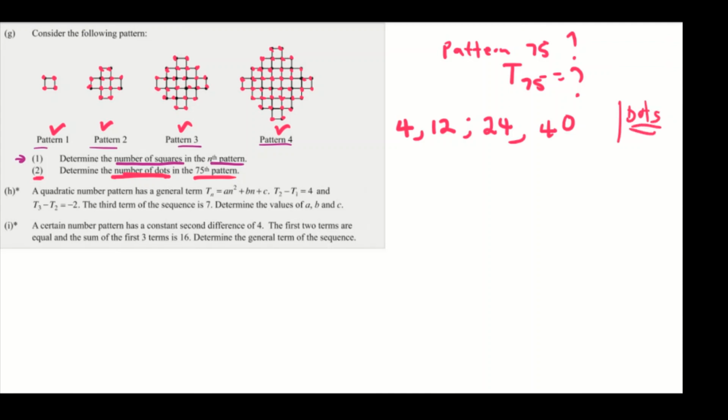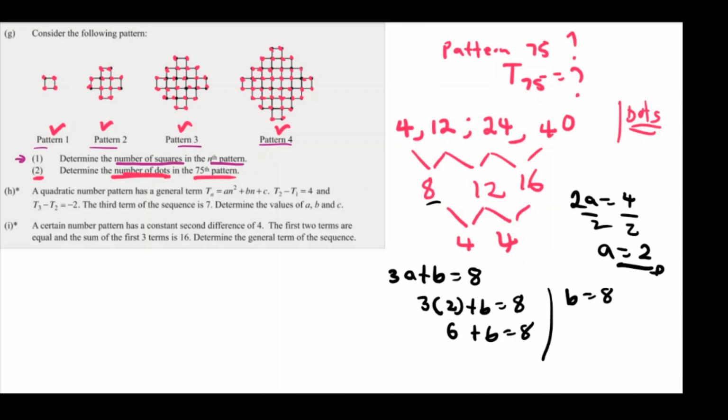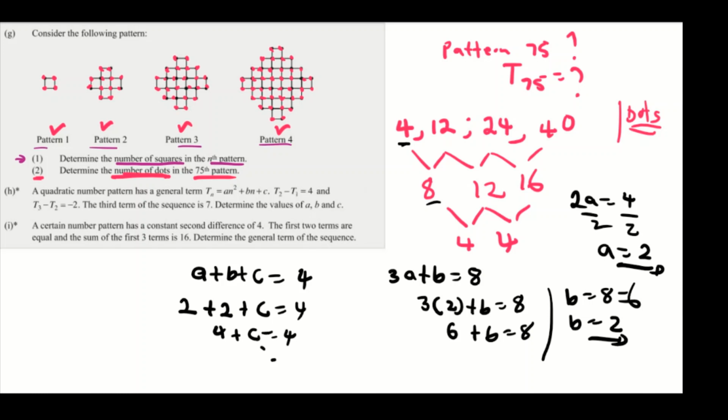First we find the first difference, which is 8 here, 12 here, and 16 here. The second difference is 4. So 2a equals 4, and dividing both sides by 2, a equals 2. Then 3a plus b is equal to the first term of the first differences, which is 8. So 3 times 2 plus b equals 8, so 6 plus b equals 8, therefore b equals 8 minus 6, so b equals 2. Then a plus b plus c is equal to the first term, which in this case is 4. Our a value is 2, plus 2, plus c equals 4, so 4 plus c equals 4. Therefore c equals 0.